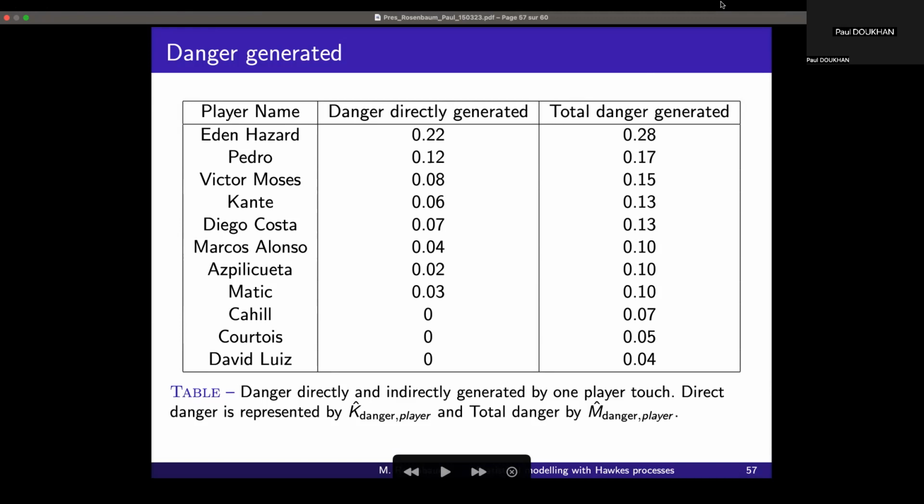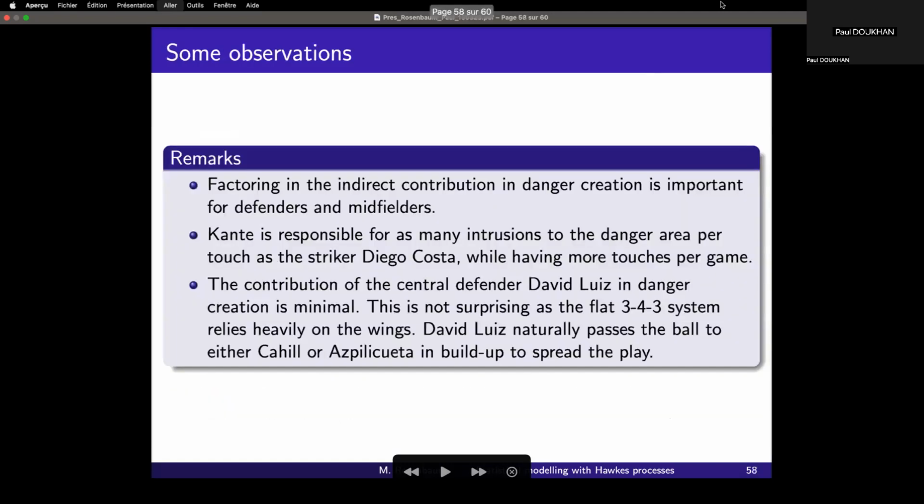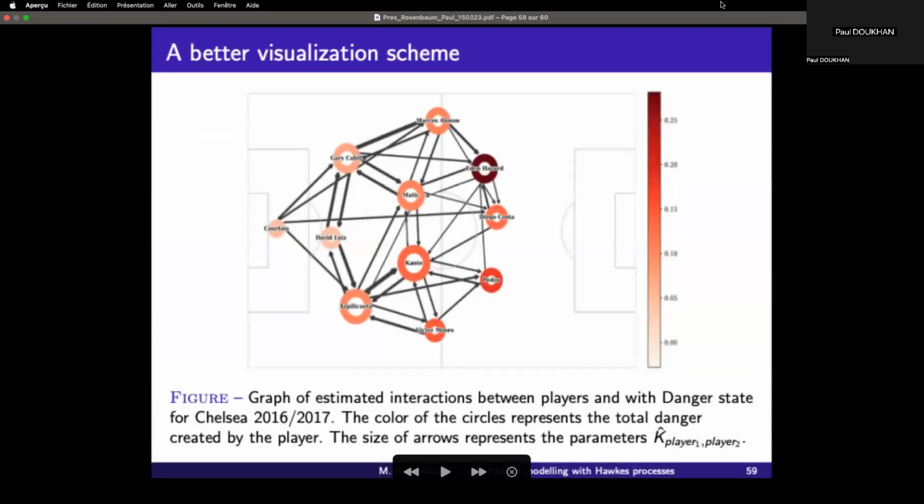But if you look at the total danger generated, which means danger across the generations of children, it goes up to 0.30. So basically, he's doing as much as Diego Costa, a forward player. So you see that these Hawkes processes can help you to identify some kind of non-obvious phenomenon like this one. And if you want to, we can look at it this way.